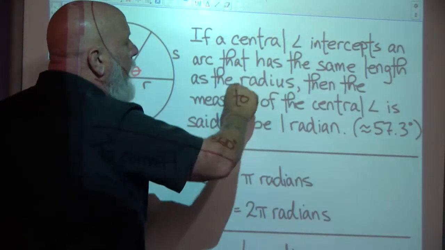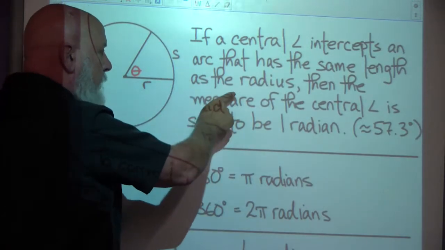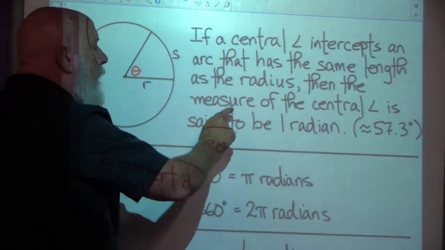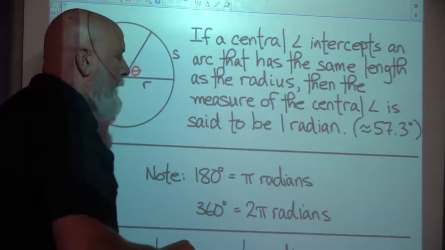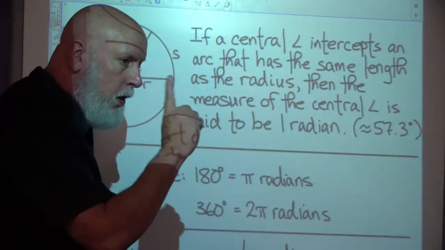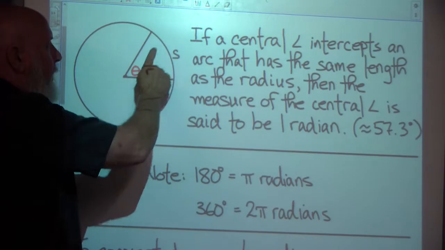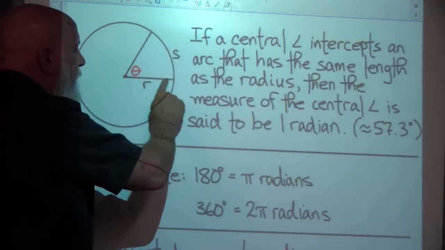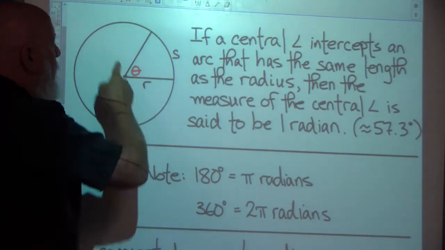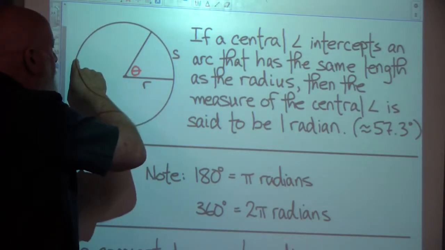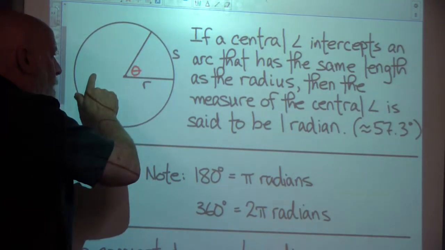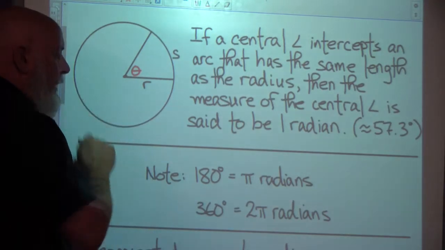So if the central angle intercepts an arc that has the same length as the radius, then the measure of this angle, if we were to measure this, it is said to be 1 radian. That's about 57.3 degrees, but we're going to call it 1 radian. So if this arc is the same length as this radius, then this angle is 1 radian. Okay? 2 radians would be about like this. 3 radians would be almost 180 degrees. And pi radians is exactly 180 degrees.